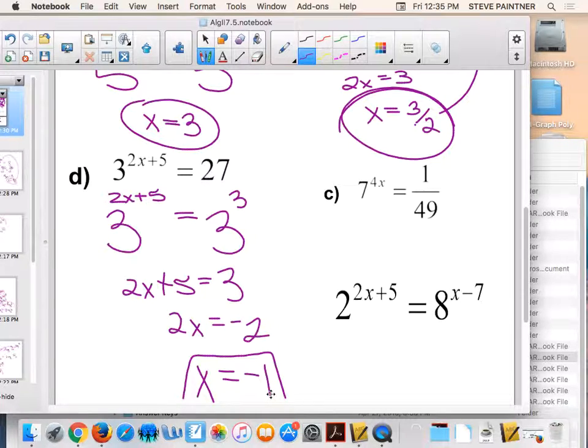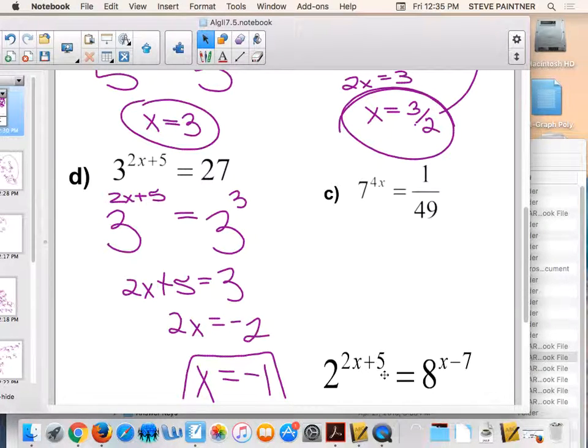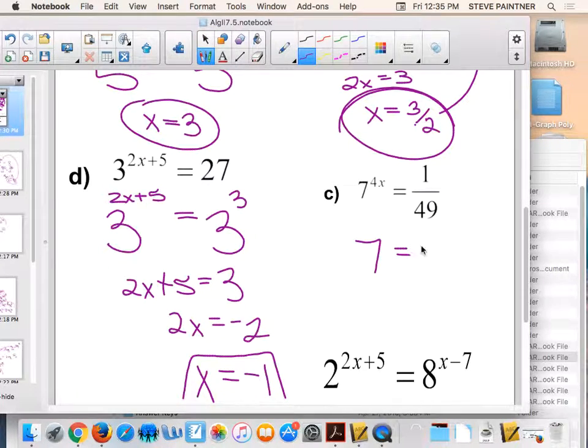Okay, look at the next one. Oh, I think I skipped C, didn't I? All right, go to C. If you look at C, I see base 7, and I see 1/49th. Now, 1/49th is the base. Can you turn 1/49th into 7 to some power? Is this possible? Yeah? 7 to what power is 1 over 49? -2. Hey guys, 7 squared is 49, so 7 to the -2 is 1 over 49.